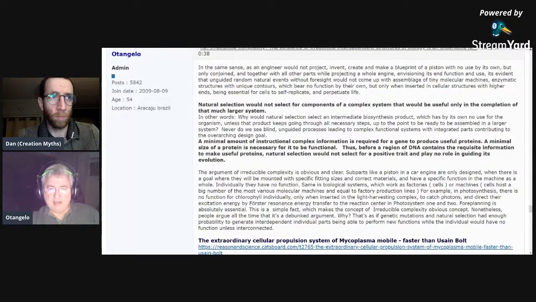Never do we see blind, unguided processes leading to complex functional systems with integrated parts contributing to the overarching design goal. A minimal amount of instructional complex information is required for a gene to produce useful proteins. A minimal size of a protein is necessary for it to be functional. Thus, before a region of DNA contains the requisite information to make useful proteins, natural selection would not select for a positive trait and play no role in guiding its evolution.